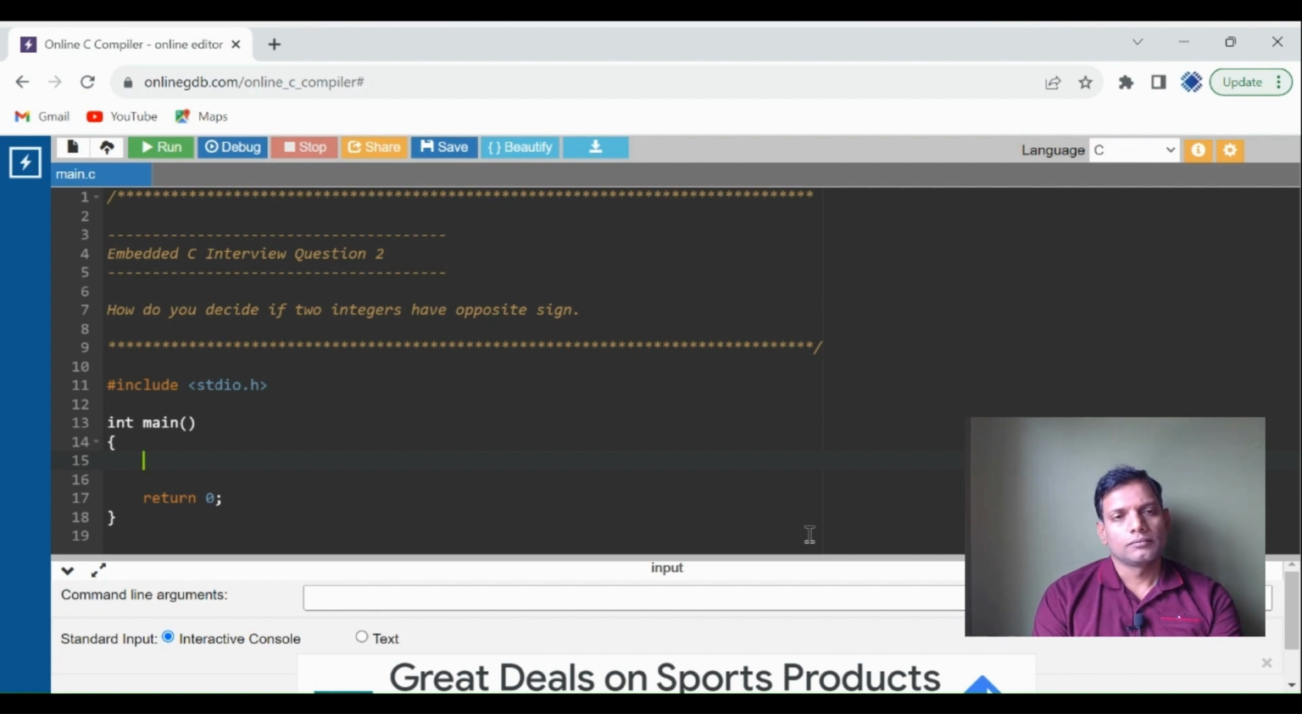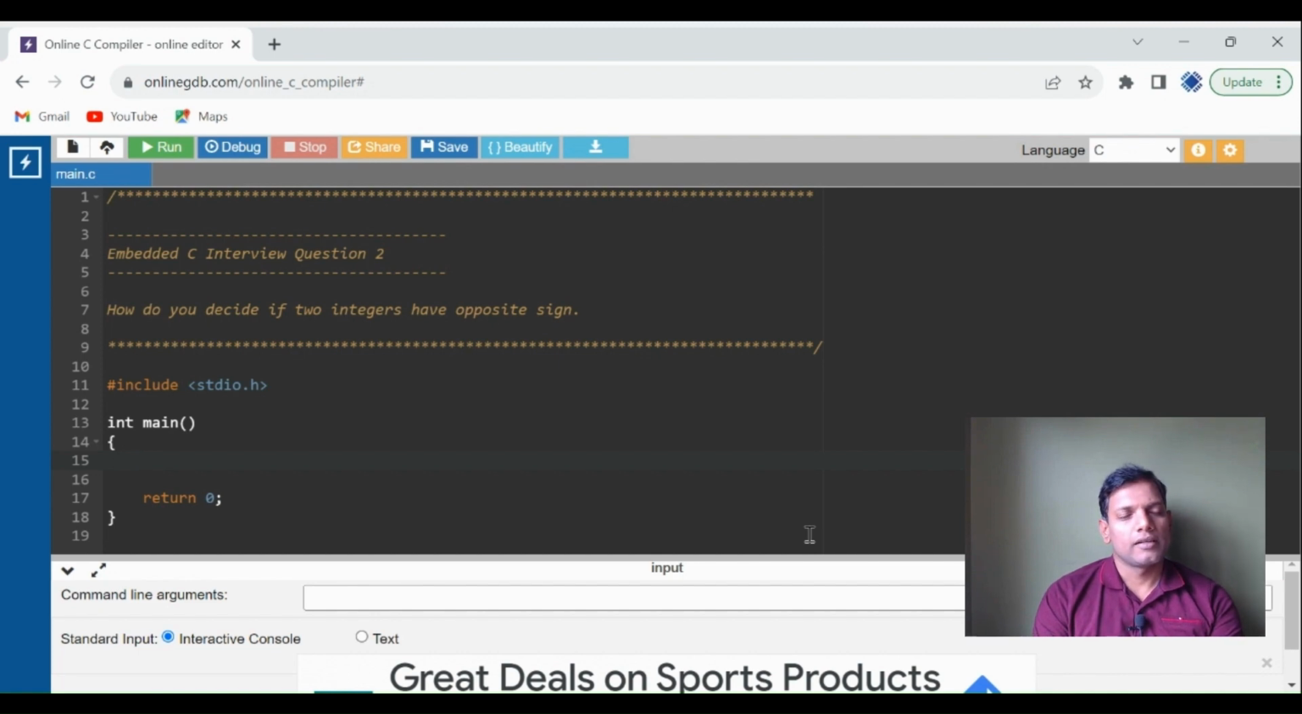So the thumb rule is, if there is no requirement of signed integers, you should better use unsigned integers, because signed integers, unless necessary, might end up creating bugs. Okay, now coming back to the question, how do you decide if two integers have opposite sign? So let us go deeper in understanding signed integers.